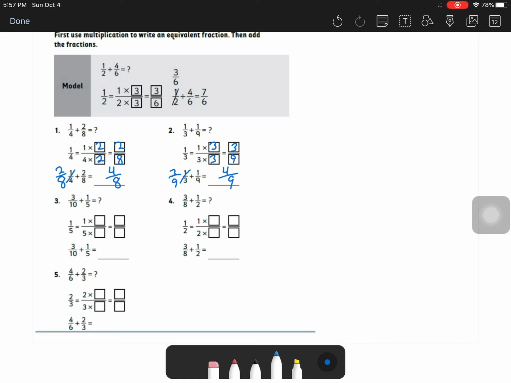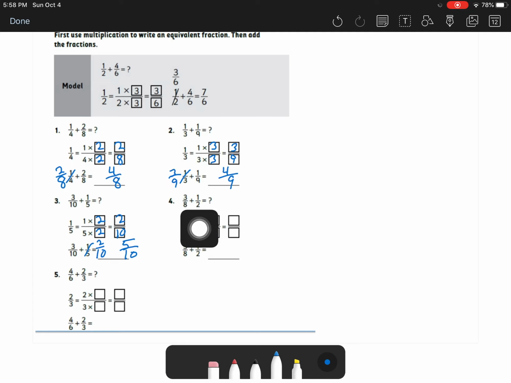Okay. Next one, we've got 3/10 and 1/5. Okay. So we want to change that 5 into a 10. So if we multiply by 2 on the top and on the bottom, 1 times 2 is 2. 5 times 2 is 10. So now instead of calling it 1/5, equivalent fraction would be 2/10. 3/10 plus 2/10 would be 5/10. That would be my answer.